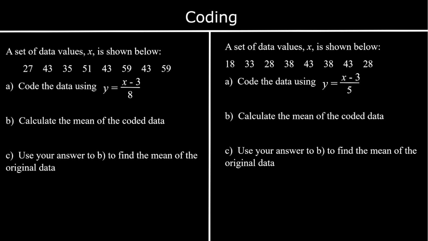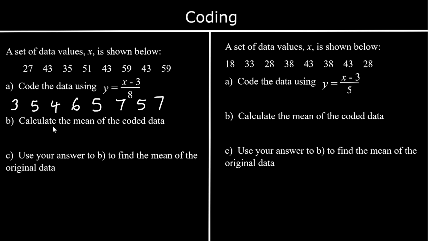So 27 minus 3, 24, divided by 8 is 3. 43 minus 3 over 8, that will be 5. And then we'll have 4, 6, 5, 7, 5, and 56 over 8, that's 7. So we've coded our data, and then we need to calculate the mean of the coded data.